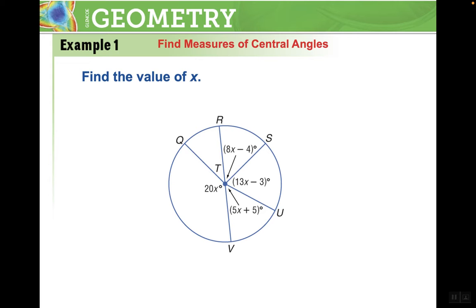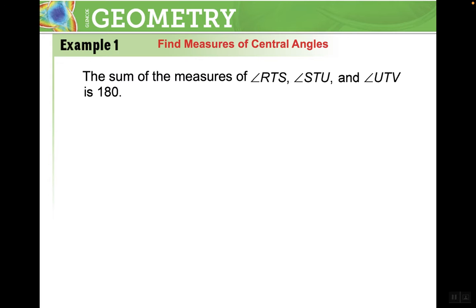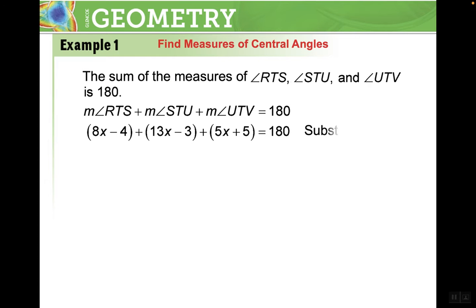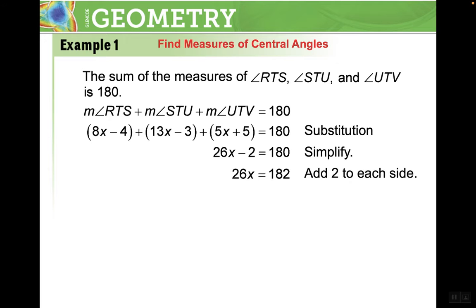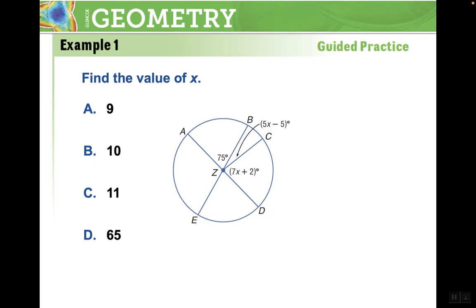I'm going to let the slideshow do it right here. And then they combine their like terms, get 26x minus 2 equals 180. Go ahead and solve, and x equals 7. This one is done similarly. You can go ahead and try it on your own if you want. I'm going to just click the answer.